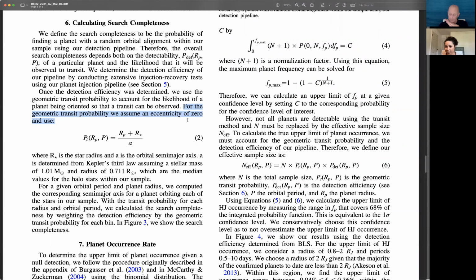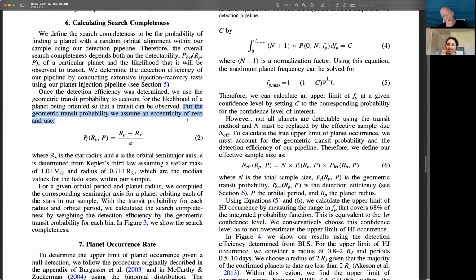So as you can imagine, what this ends up imposing upon our detection efficiency is that closer in planets are more likely to be in an orientation where we can see them transit. And as you get longer and longer periods, the less likely you're going to be able to see a planet transiting. So we have to account for this. Otherwise, our occurrence rates would end up being much higher than what we would expect.